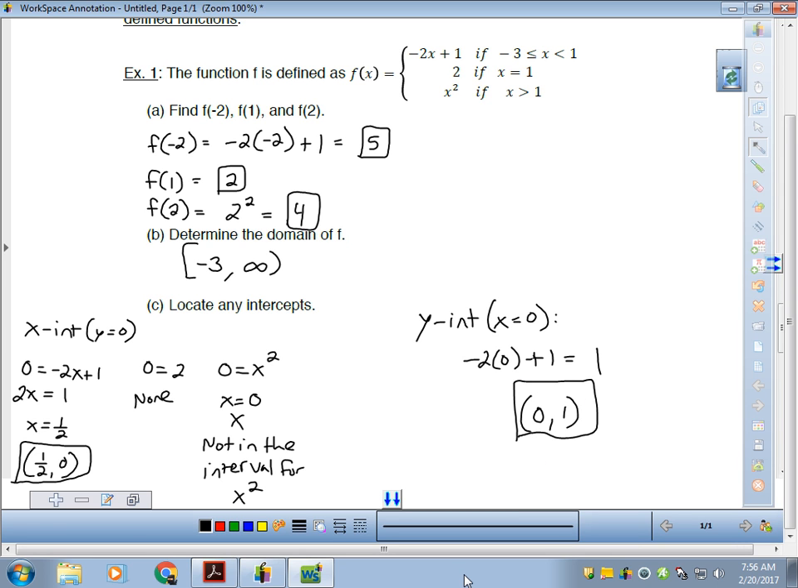So those are a little bit easier to do than the x-intercepts. You don't have to worry about checking them because you already did the check when you determined which piece to plug into. So there we go.